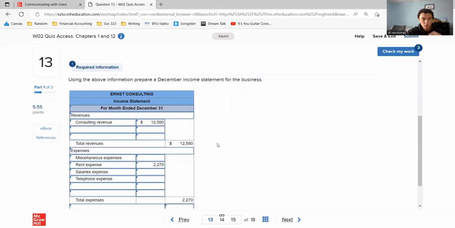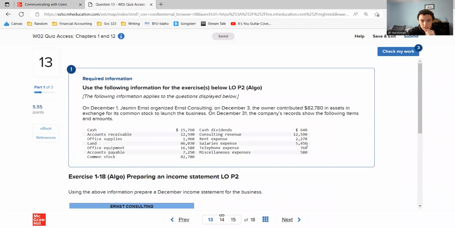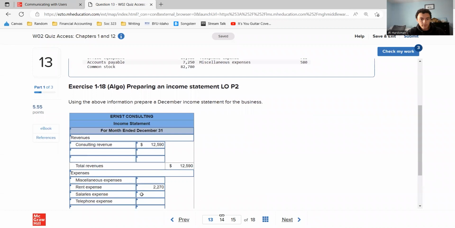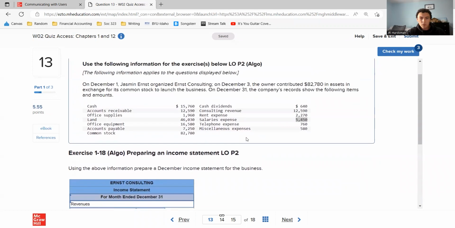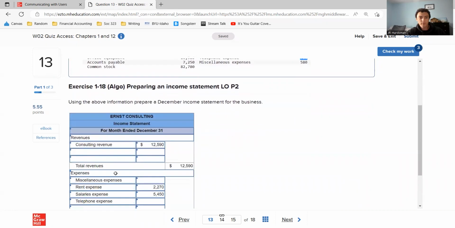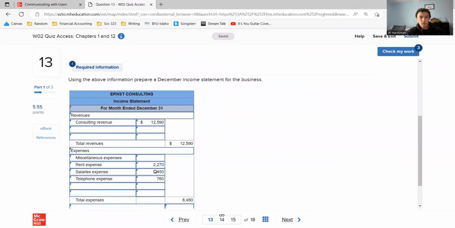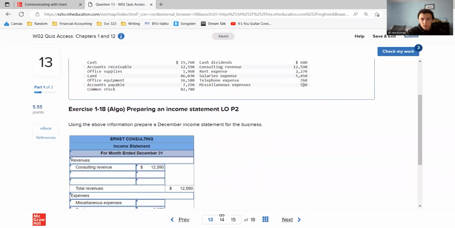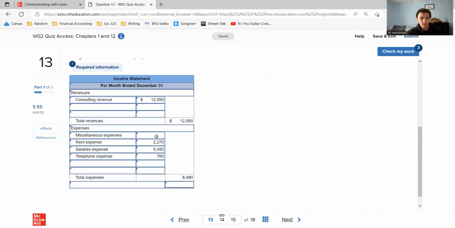So that was the rent expense, right? And then salary expense is this one. And then let's see, phone expense. There we go. And then miscellaneous. Boom. All right.